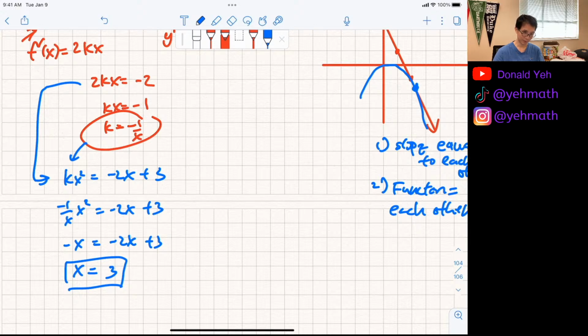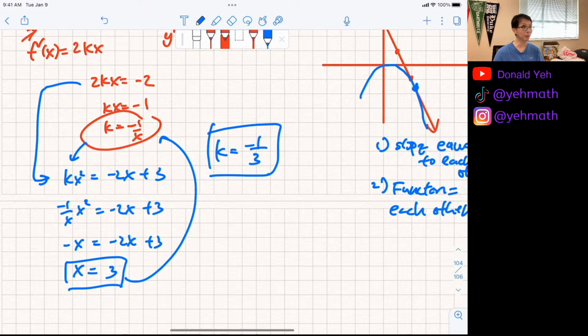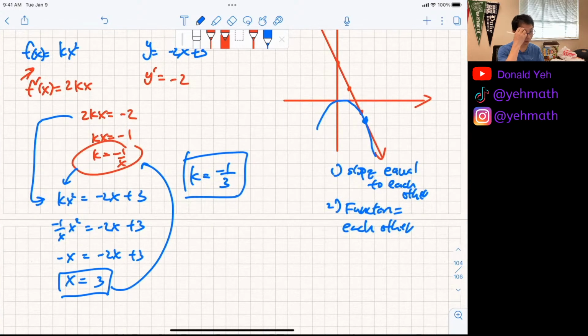Questions? Now when x equal to 3, can I go back to figure out k? K is equal to negative 1 over 3. And that is what we're looking for. K equal to negative 1 over 3. And we find the answer. Any questions here?